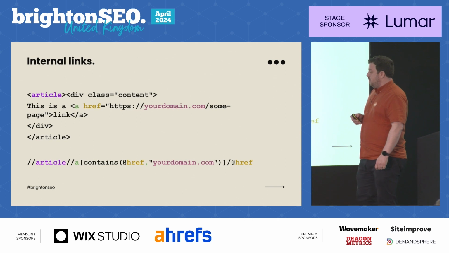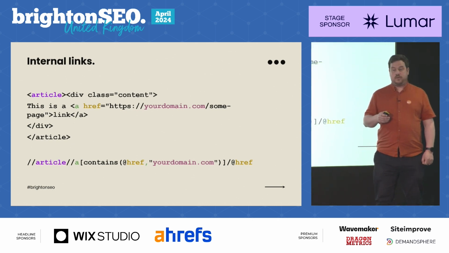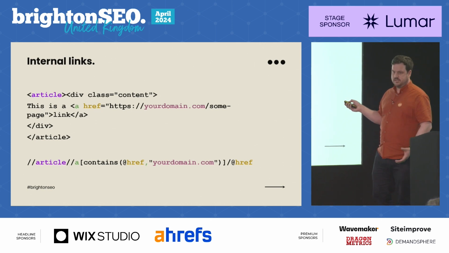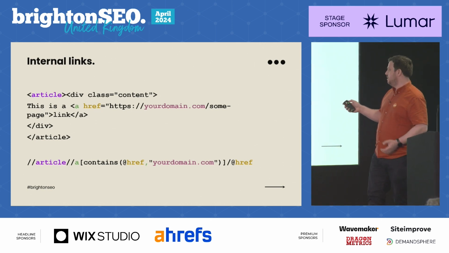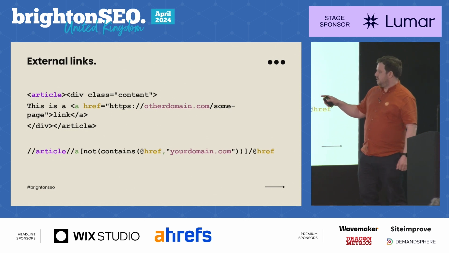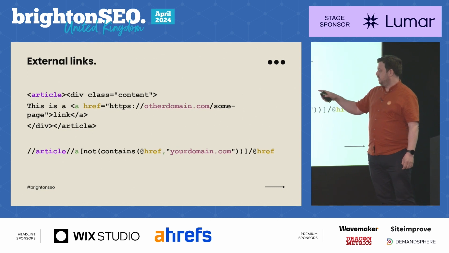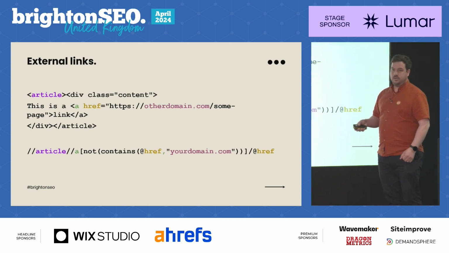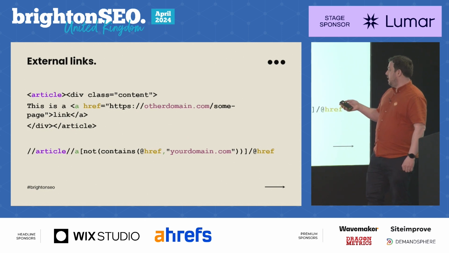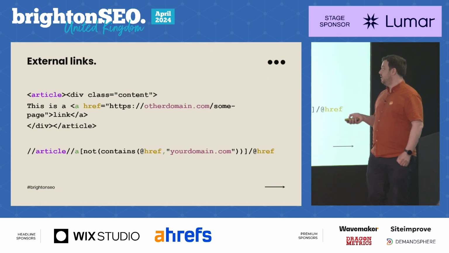You can find all of the internal links from an article. This one's a little bit more detailed than previous examples, but the basics are the same. You can also find all the external links. For this one, I've introduced a new function called not. It does what it says on the tin. So we could look for any links that do not contain your website's domain.